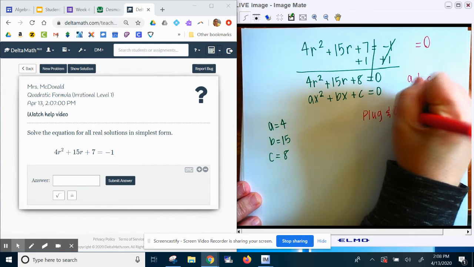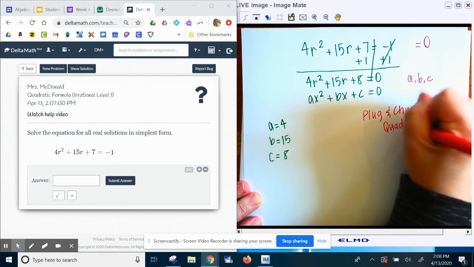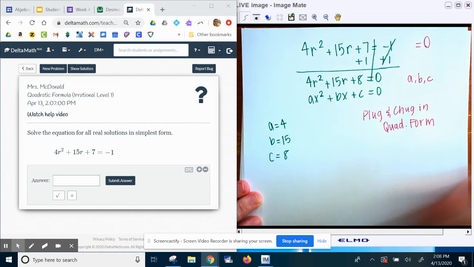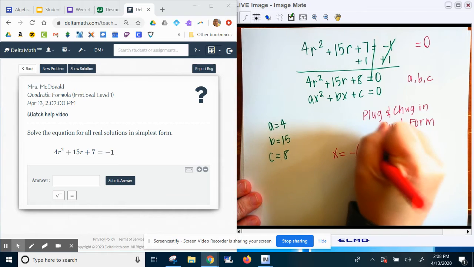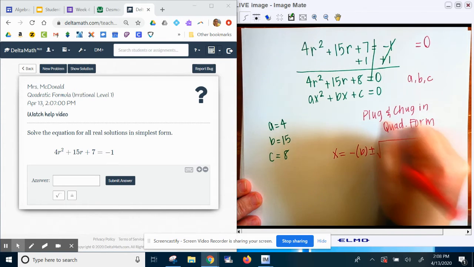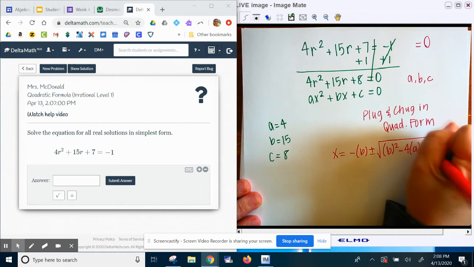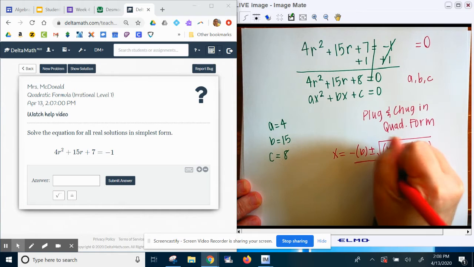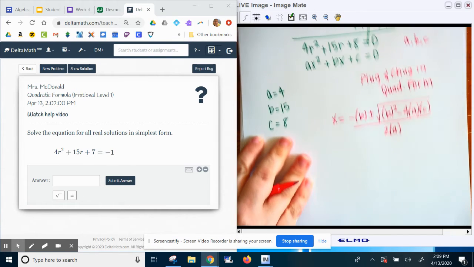Plug and chug in the quadratic formula. You can either get this from your notes on page 58, you can look up the quadratic formula, it'll come up in Google really nicely, or you can memorize it. So it's x equals the opposite of b plus or minus the square root of b squared minus 4ac, all over 2 times a.